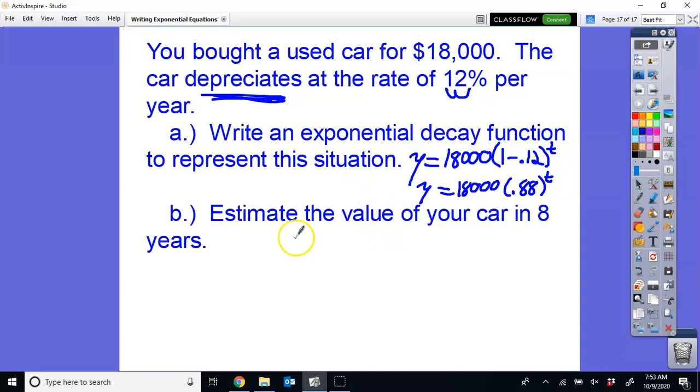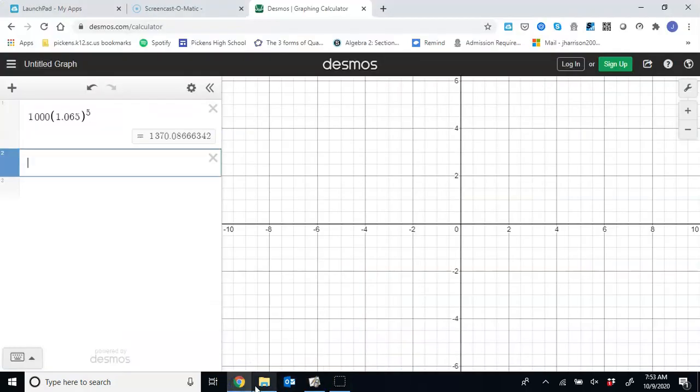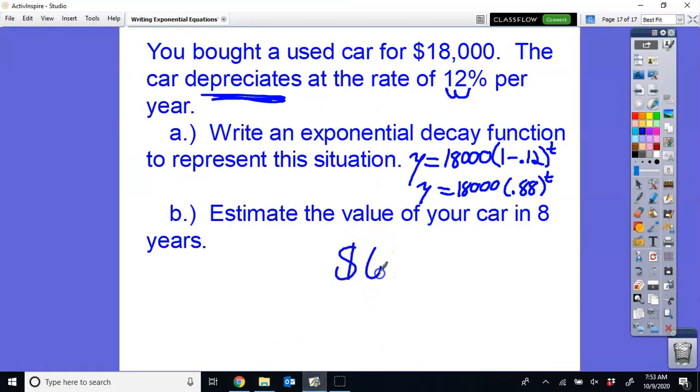So estimating the value of your car in 8 years is the same thing that we did with the bank accounts. You just plug in your beginning amount into the calculator. Instead of a number that's bigger than 1, we have a number that's smaller than 1 because it's decreasing. And then we raise that to the 8th power, $6,473.42. Oh goodness, I forgot. 42? Yeah, 42 cents.